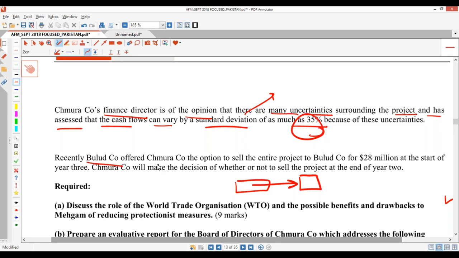Recently, Balut have offered Komura an option to sell the entire project to Balut, an option to sell at 28 million at the start of year 3. Now, start of year 3 is technically end of year 2. So you do the project for 2 years, then you can wash your hands to Balut. If he wants to buy, he's got to pay 28 million at that point.